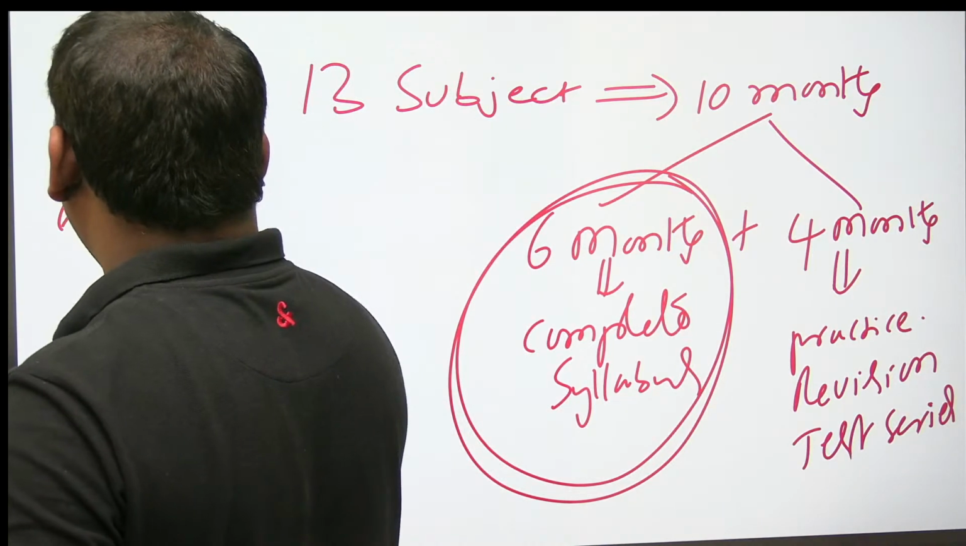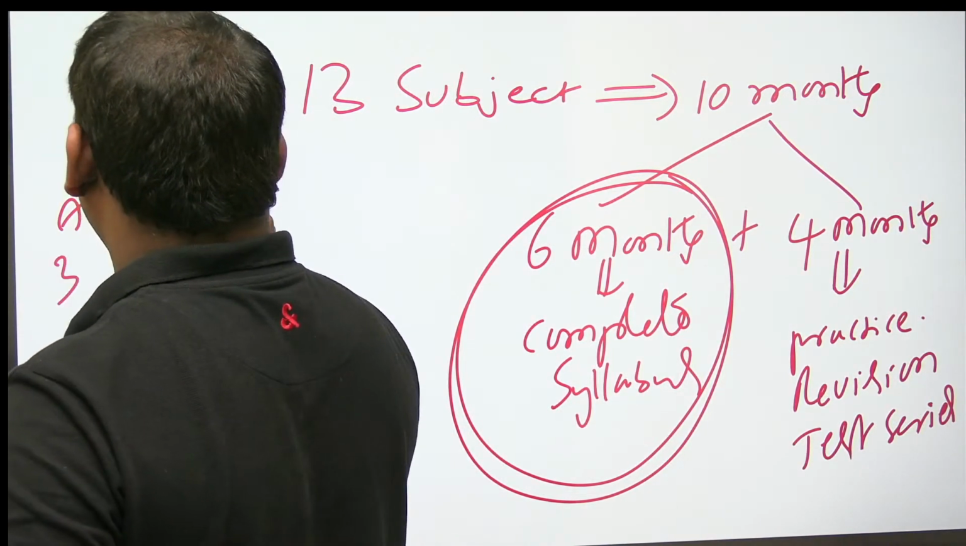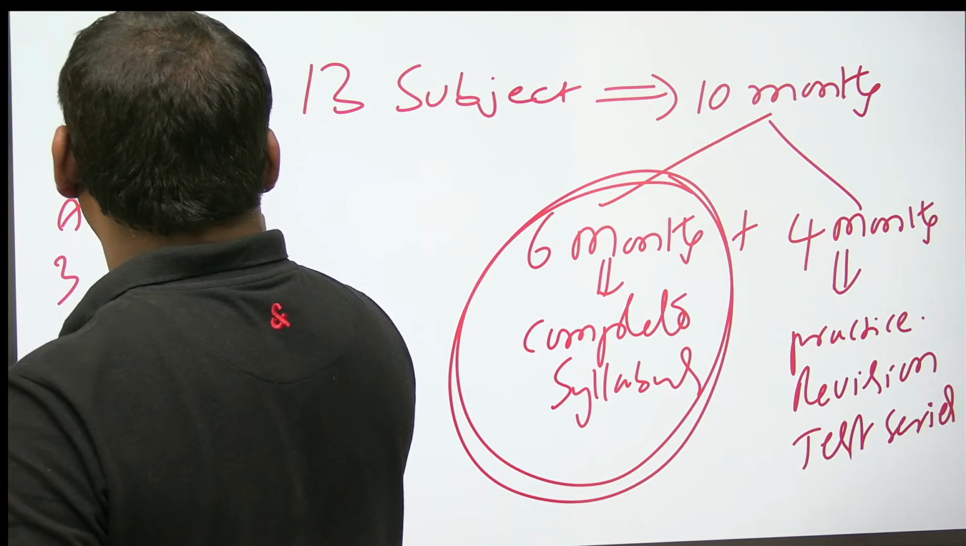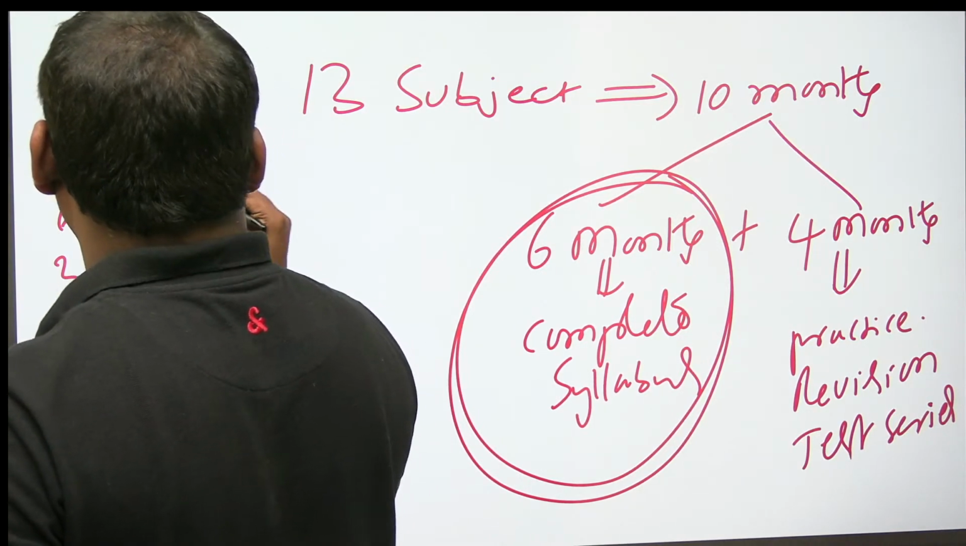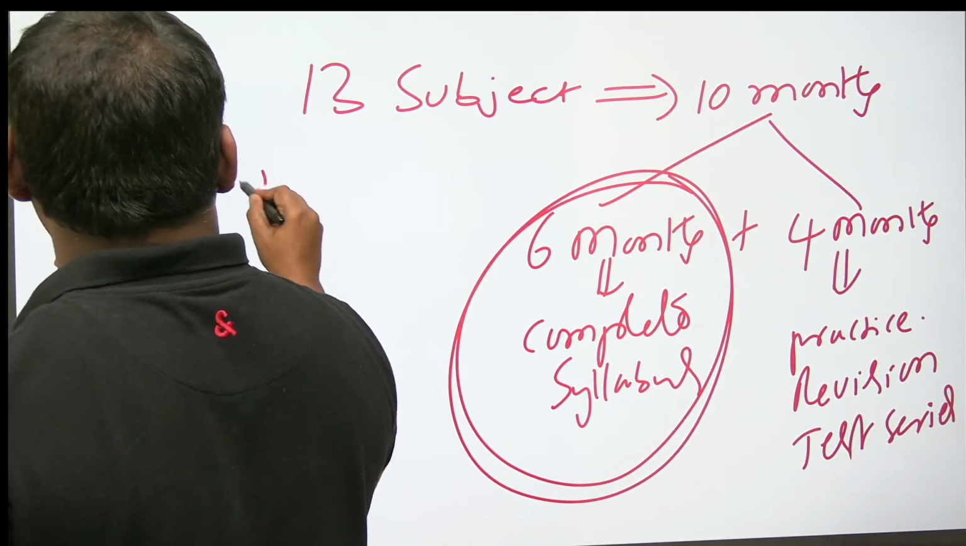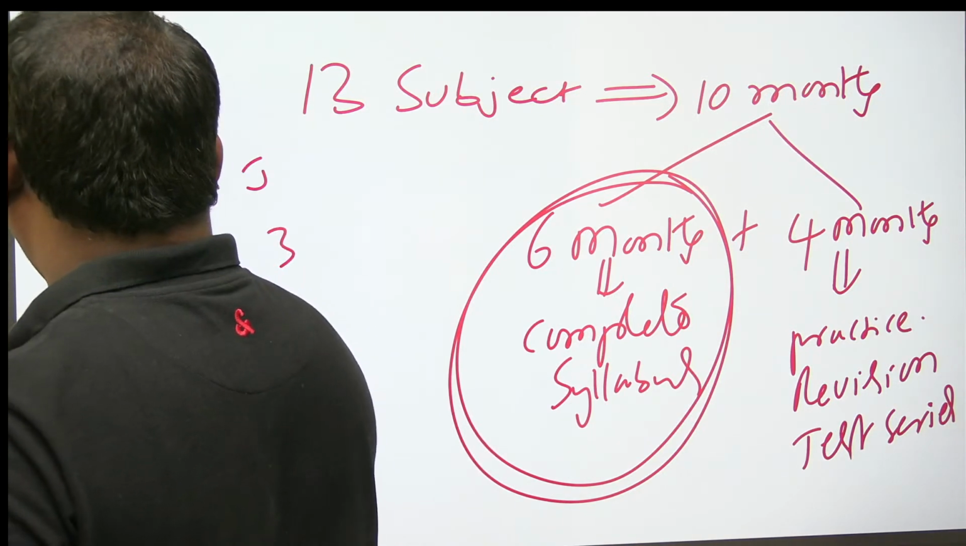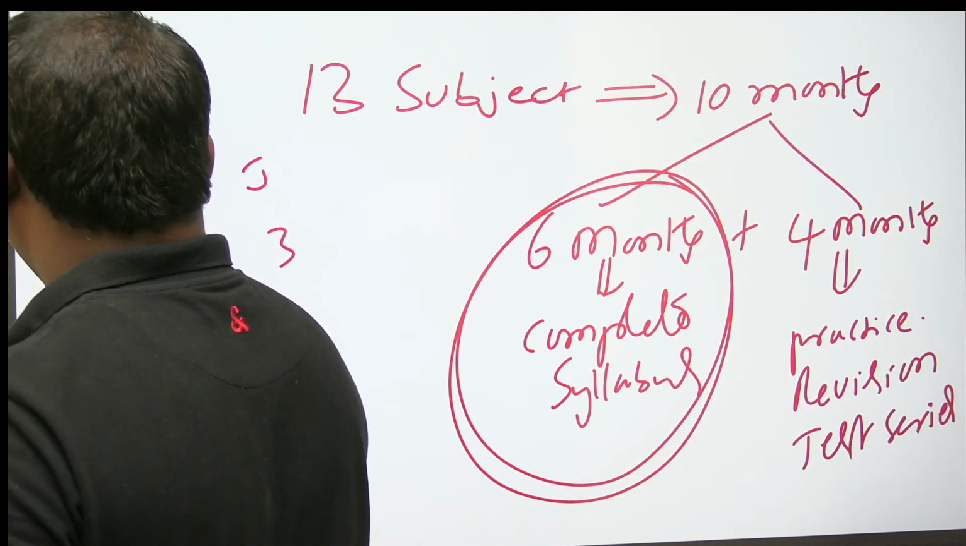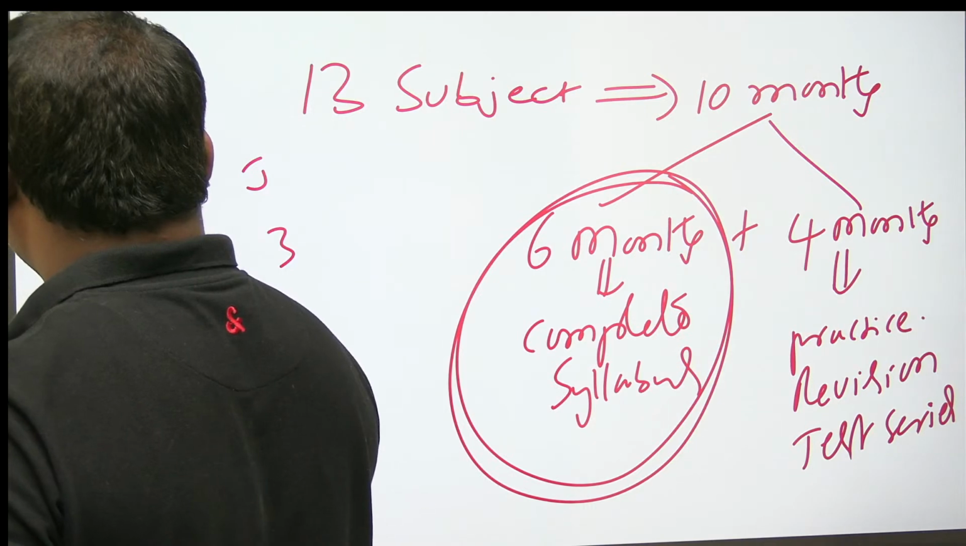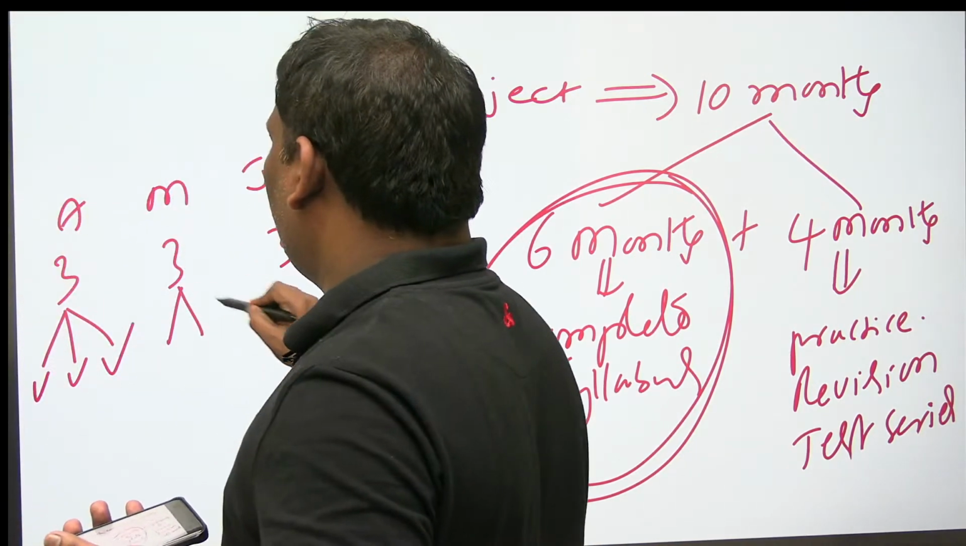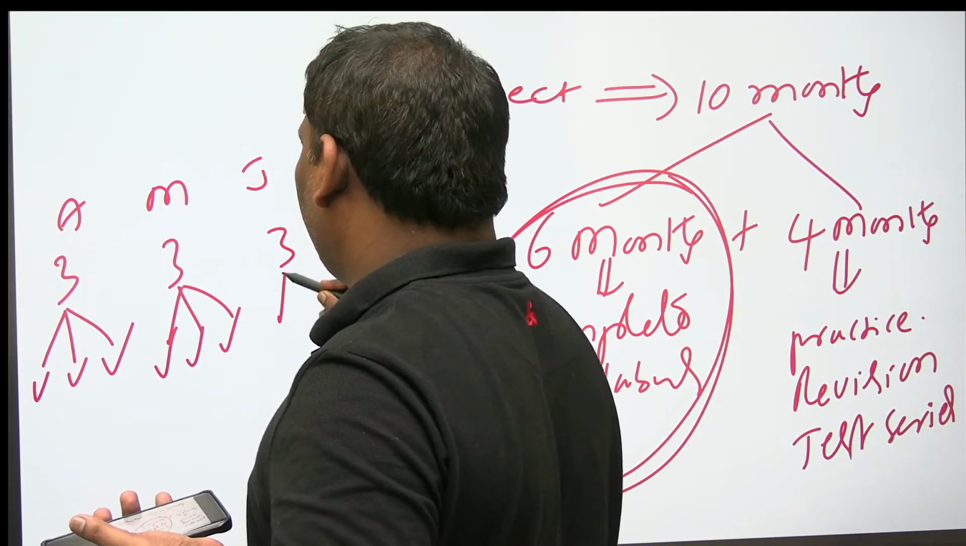See, in April, complete 3 subjects. Next, in May, 3 subjects complete. April, May, June, 3 subjects each. How? Morning one subject, afternoon one subject, evening one subject. Like that you plan.